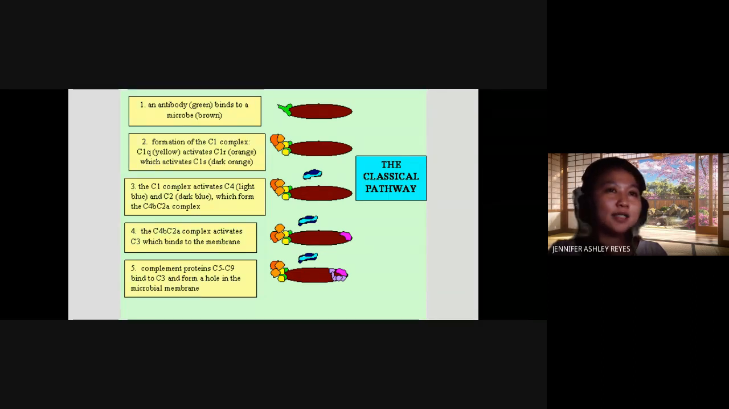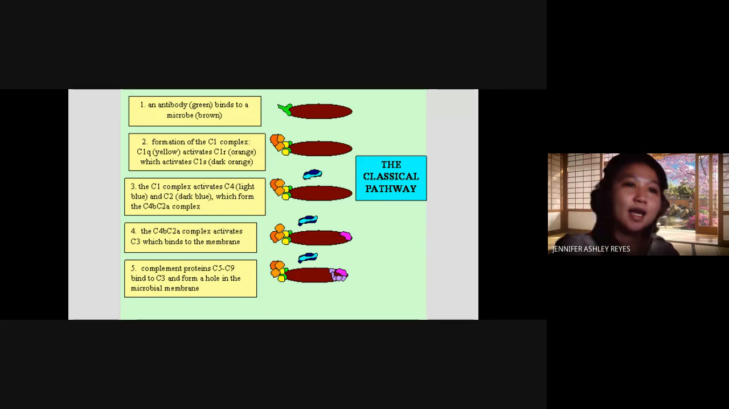So, ulit si C1 complex nag-bind doon sa FC region ni antibody. Tapos ngayon, na-trigger niya ang C4. So, si C4 naging activated C4. Pero ang activated C4, meaning na-cleave si C4 into 2, C4A and C4B. Kaya ang nag-bind dyan is si C4B. So, ang activated form ni C4 is C4B. So, nag-bind siya doon.